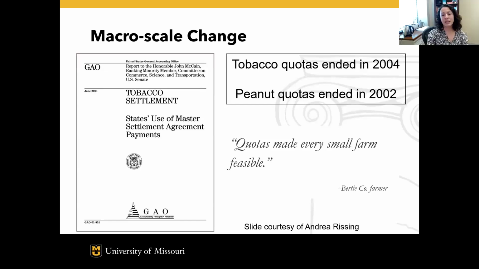And then we take these local scale differences into account, and place on top of that these macro scale changes that apply uniformly across both of these counties evenly. So for example, these tobacco and peanut quotas, which made every small farm possible.